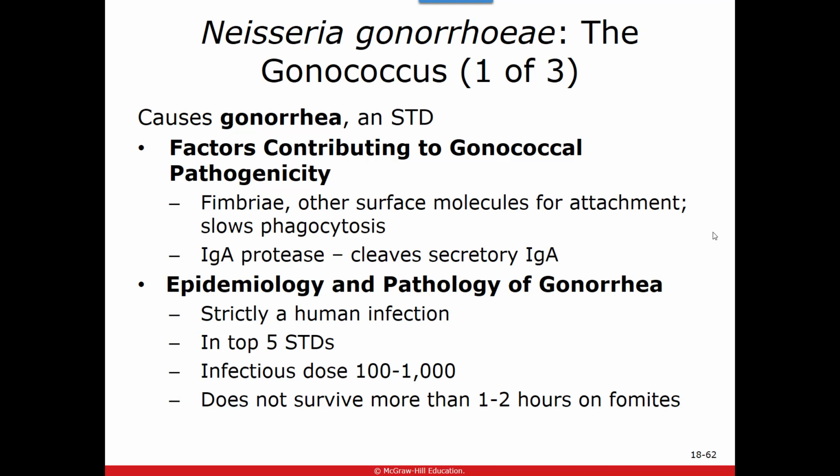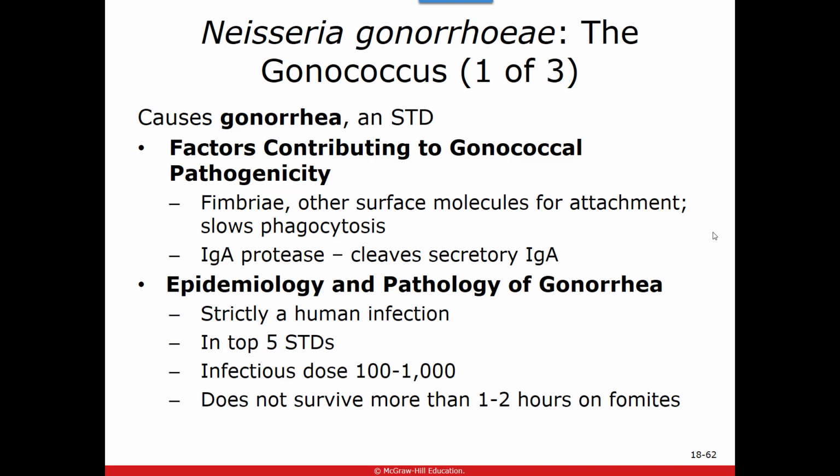It also makes an enzyme called IgA protease. This is an enzyme that cleaves or inactivates our immunoglobulin, our antibody A. So we make antibodies to target these different things and target them for destruction. Well, this bacteria makes an enzyme that stops that from happening. So it's getting trickier than our immune system.